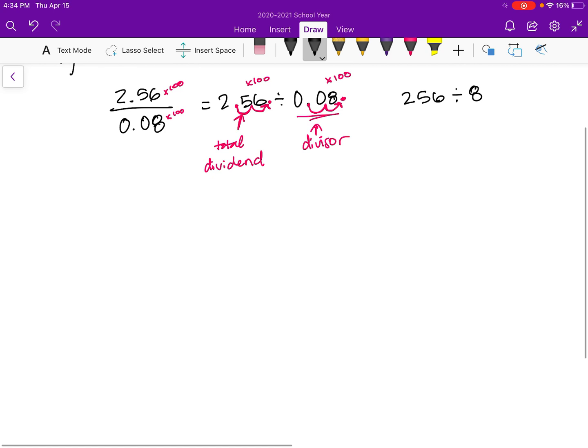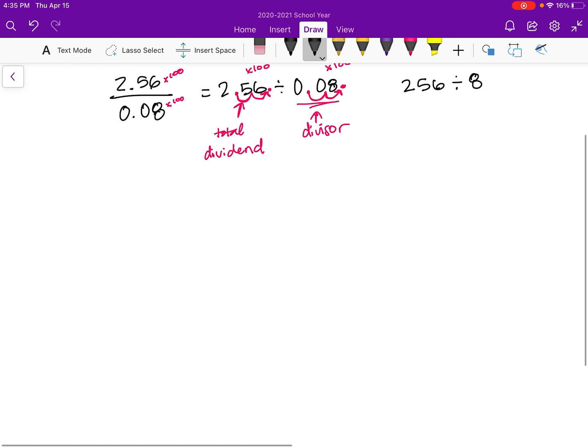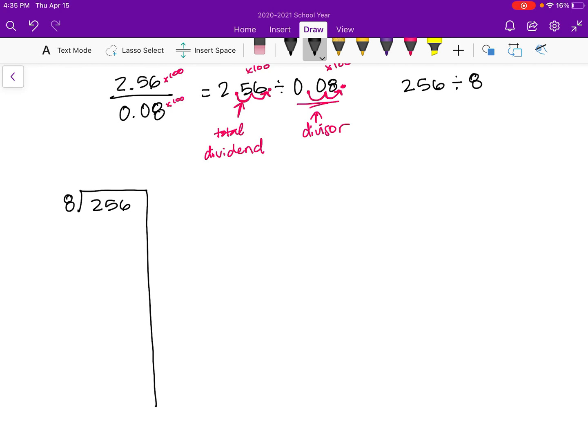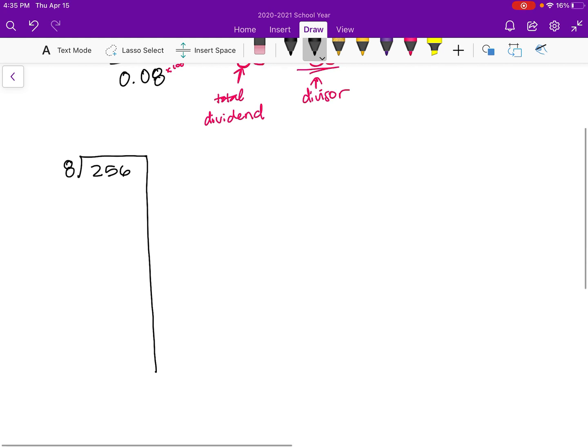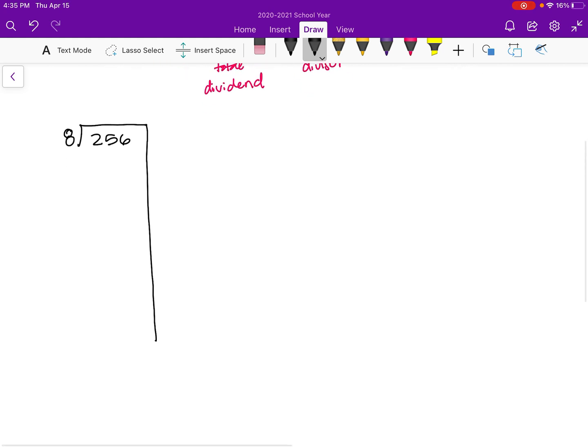Okay, so when we're using partial quotients, which is what we'll be doing, we'll start out by writing our problem. So we'll write 256, our dividend, inside our division symbol, and the 8 will be on the outside. And for partial quotients, we draw this long line. It kind of looks like the hangman symbol, or game, to separate what we're taking out from our number of groups.